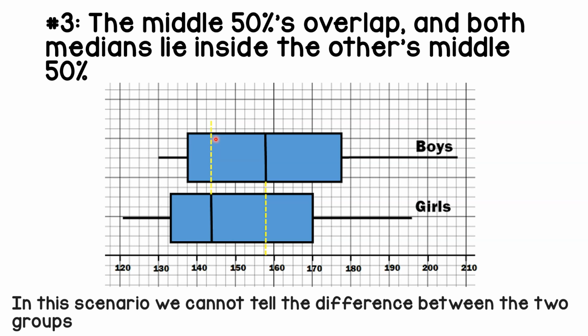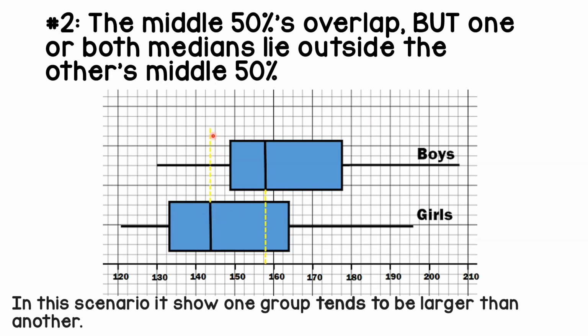Okay, so all we need to be able to tell the difference between the two groups, that one tends to be larger than the other, is to have one of these medians outside of the middle 50%, like we see in this one here. So as soon as one median is outside the middle 50%, we can tell that one tends to be larger than the other.